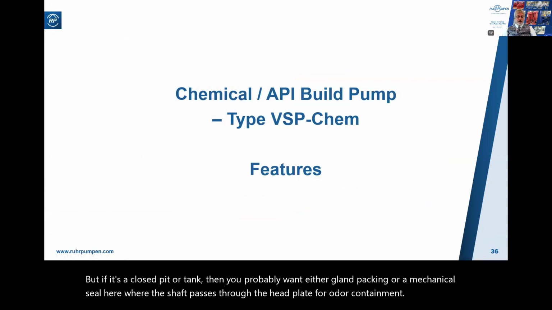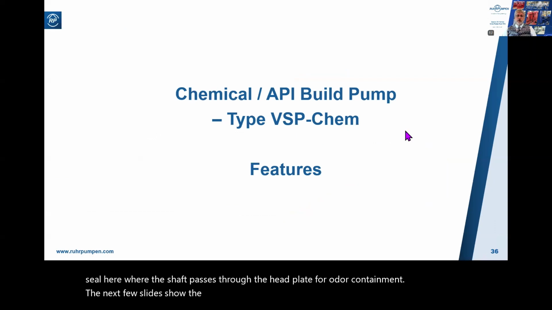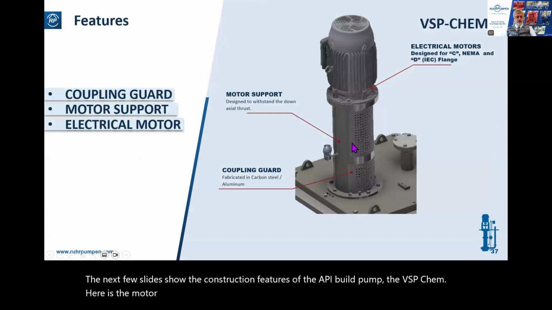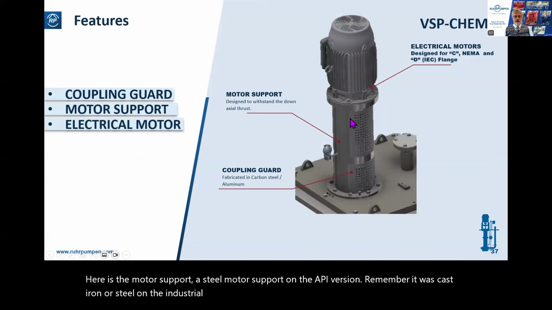Well, the next few slides show the construction features of the API build pump, the VSP Chem. Here is the motor support, a steel motor support on the API version. Remember, it was cast iron or steel on the industrial version. It's designed to support a NEMA C or IEC D-frame motor.